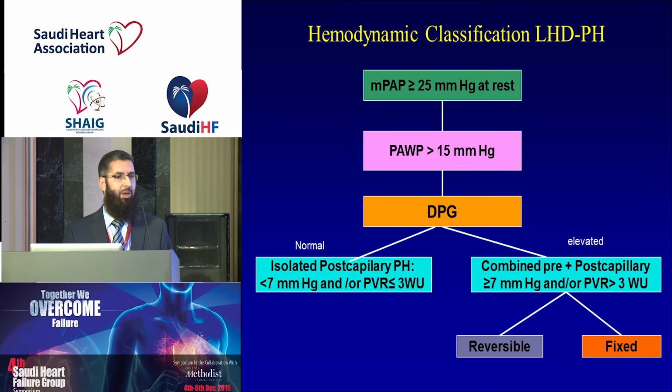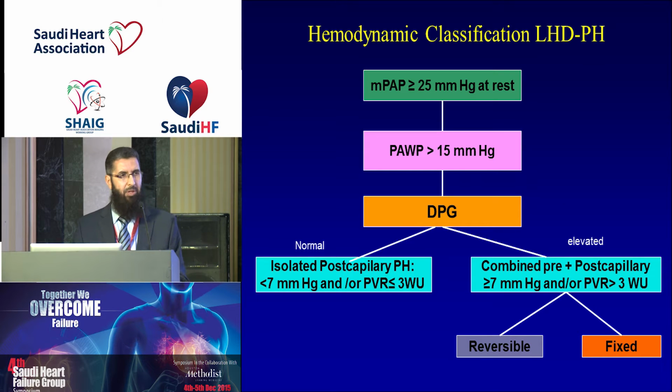So if you have a normal diastolic gradient, in normal people it's usually about 1 to 3, but in people with heart disease it's accepted up to 5. The cutoff used is less than 7. Basically, 6 or less is normal. And when you have a PVR of 3 Wood units or less, that basically constitutes a normal transpulmonary gradient or diastolic pulmonary gradient. This patient population, we call isolated post-capillary hypertension.